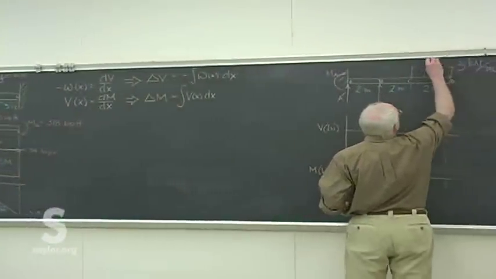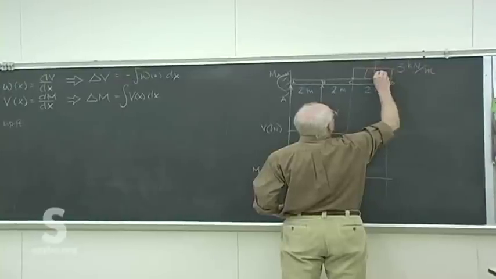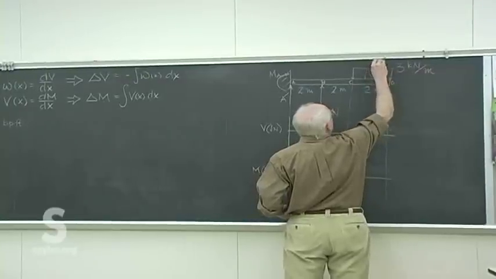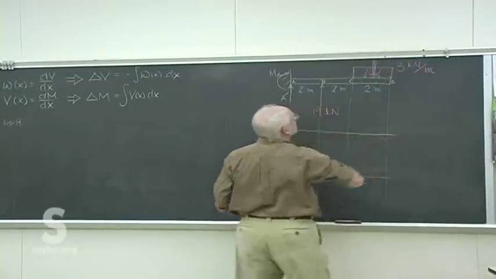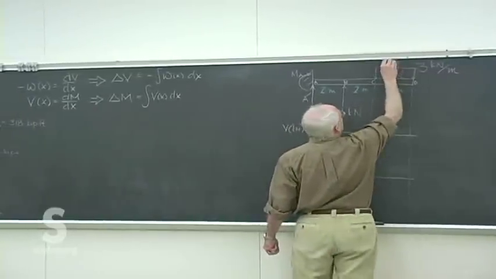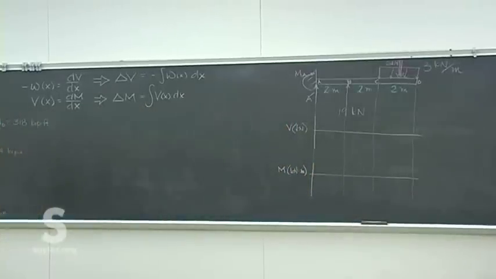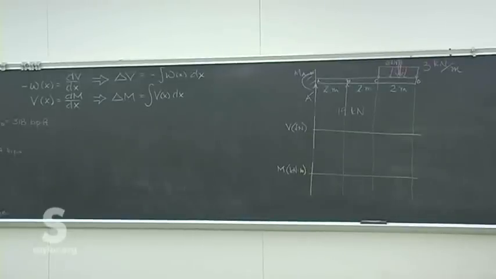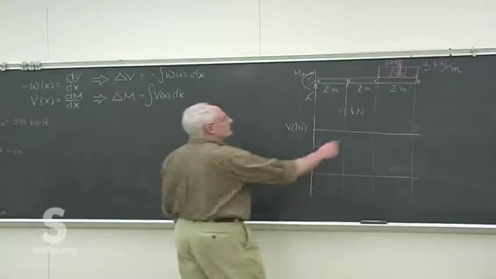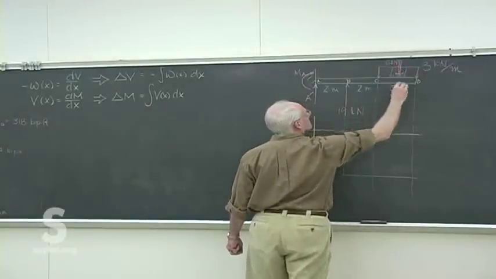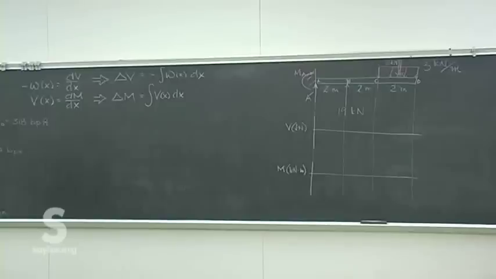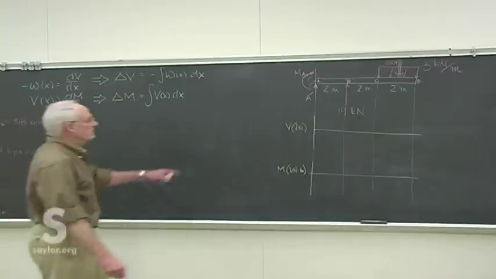Remember, we can replace this with an equivalent point load of 6 kilonewtons, but that's only for the purposes of finding the reactions. Once you've found the reactions, you're done with that equivalent point load there. So we have 6 kilonewtons down, 19 kilonewtons up, so A is actually in the wrong direction there. You're going to get an A of minus 13.